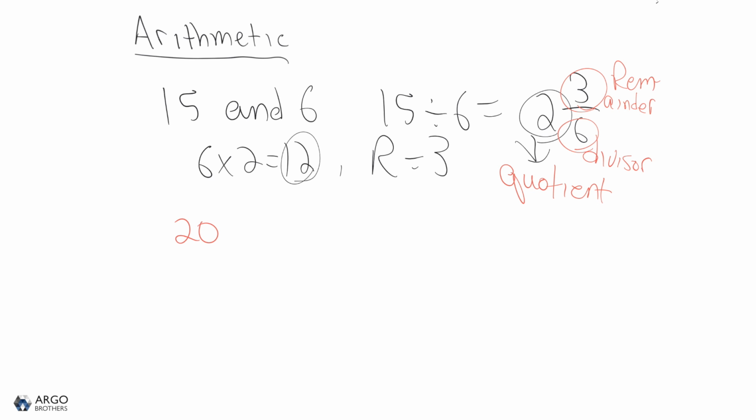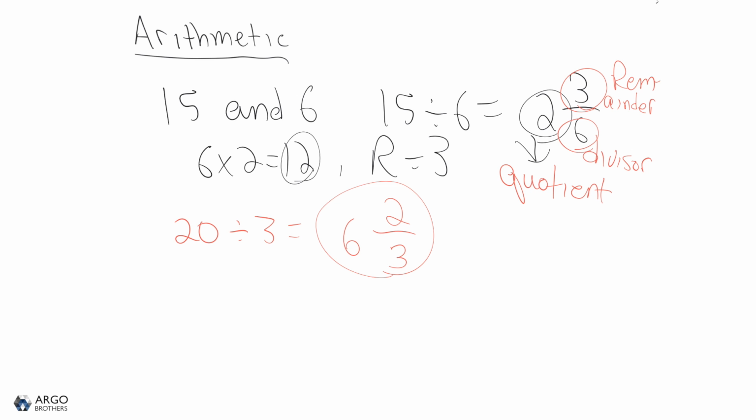How about 20 divided by 3? That would be, well, 3 can go into 20 how many times? It can go into it 6 times. So 6 times, and then what is the remainder? Well, 6 times 3 is 18, so there's a remainder of 2 over the original divisor, which is 3.